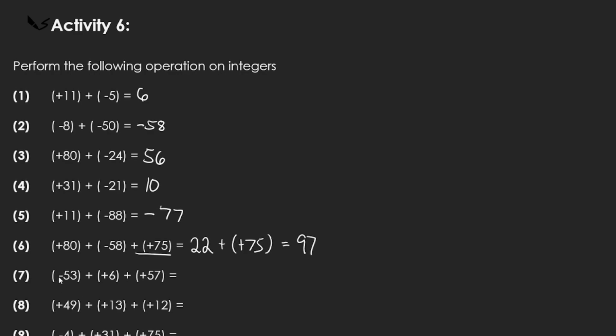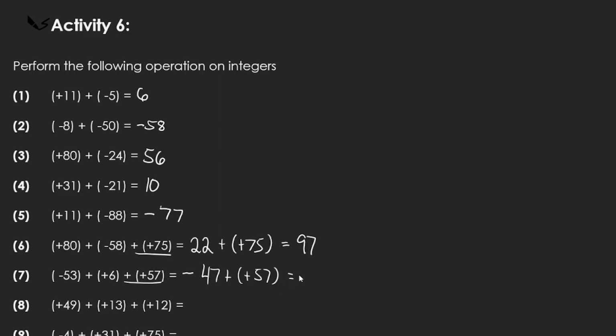Number 7. Negative 53 plus positive 6. Different signs, so we would subtract. 53 is the higher number, so we would use negative sign. The difference of 53 and 6 is 47. Let's copy this. Negative 47 plus positive 57. Different signs, so we would subtract. 57 is the bigger number.